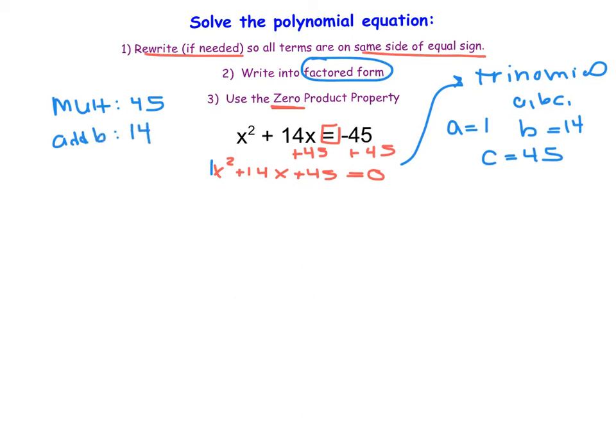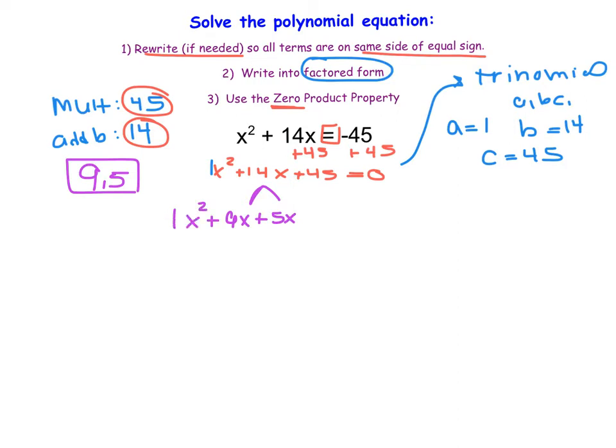So I need 2 numbers that multiply to 45 and add to 14. And if I start thinking about the factors of 45 and what might multiply to be 45, I eventually discover that 9 times 5 will give me 45, and that added together, those will give me 14. So what I'm going to do is rewrite 14x as 9x plus 5x, and then I'm going to bring down the rest of the problem. So I have 1x squared plus 9x plus 5x plus 45 is equal to 0.